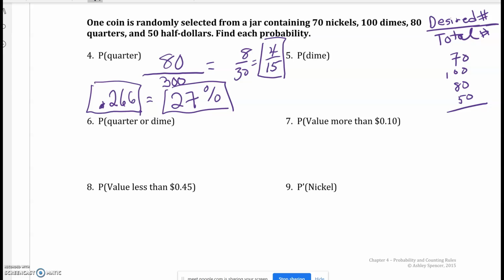So the probability of a dime, we know there's 100 dimes out of, we already counted up the total number of coins, 300. And so now we get to 1/3, which is 0.333. So we get 0.33 or 33% chance of reaching in.